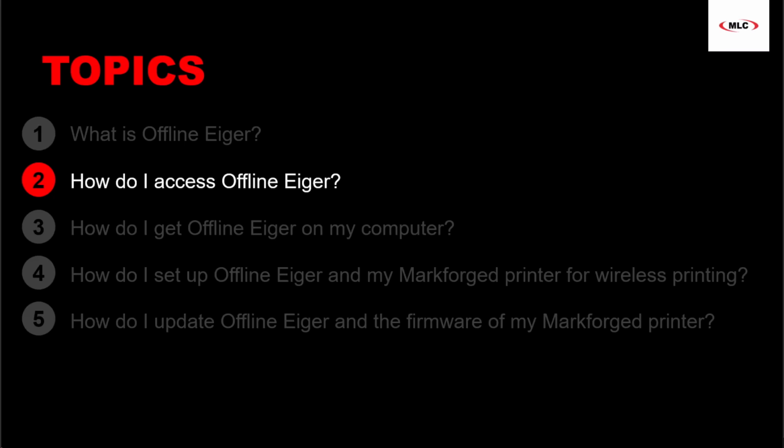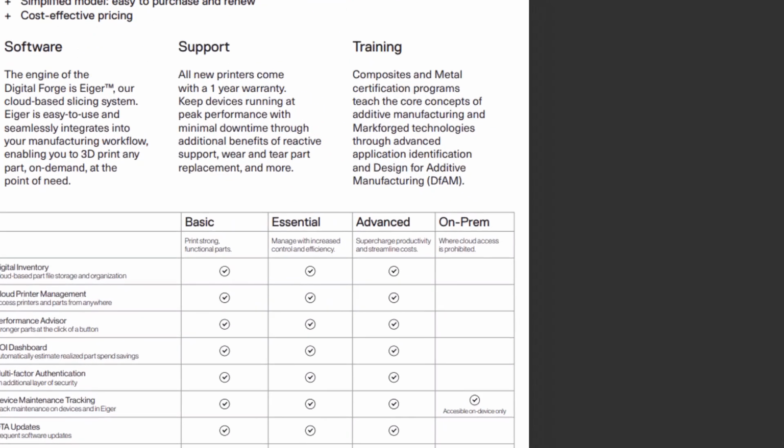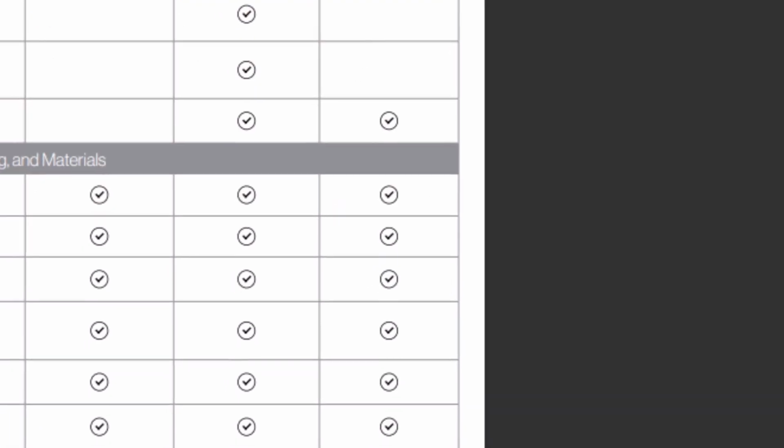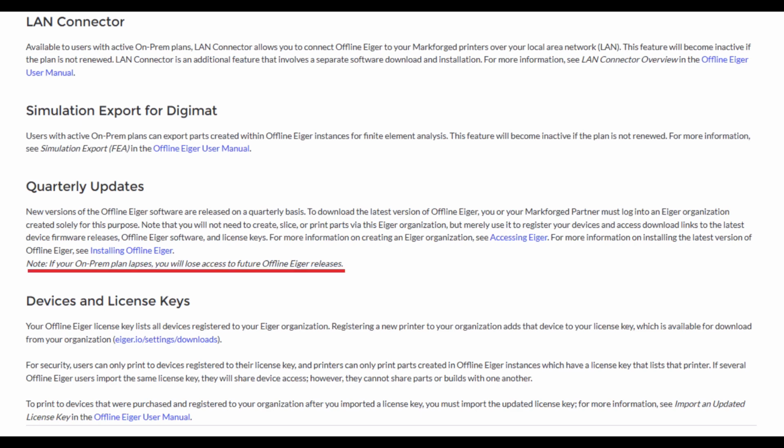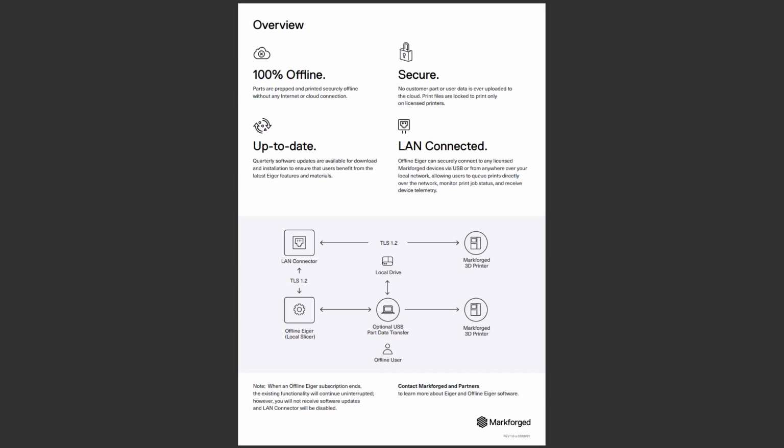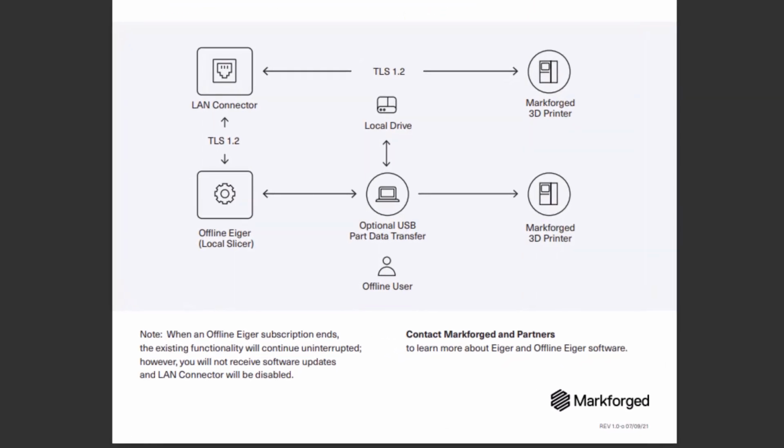To access Offline Eiger, you will need to purchase the Digital Forge Complete tier called On-Prem. As you see in this table, On-Prem also gives you access to perks like advanced tech support, coverage on wear and tear items, and organization-wide access to Markforged University. While you're active on this plan, you will be able to update Offline Eiger quarterly and use the LAN connector. The LAN connector allows you to connect Offline Eiger to your Markforged printers over your local area network, whether that's Wi-Fi or Ethernet. If that's unavailable, sending jobs via USB drive or cable is also possible.